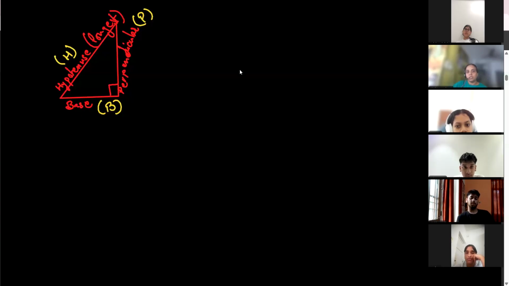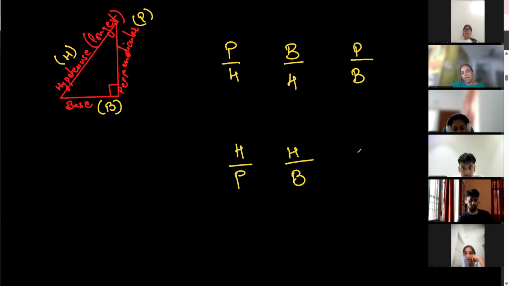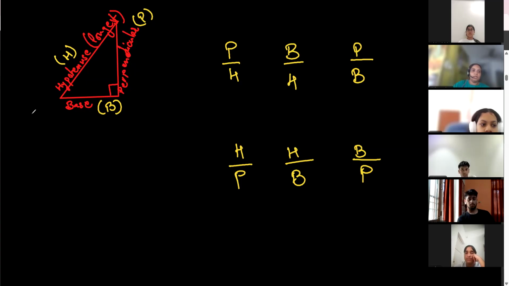6 ways. So that is like once I'm taking P by H, then I'm taking B by H, then I'm taking P by B. And then taking the reverse of all these three: H by P, H by B, and B by P. These are the 6 ways with which you can find the ratios of two sides at a time. Right? Clear?